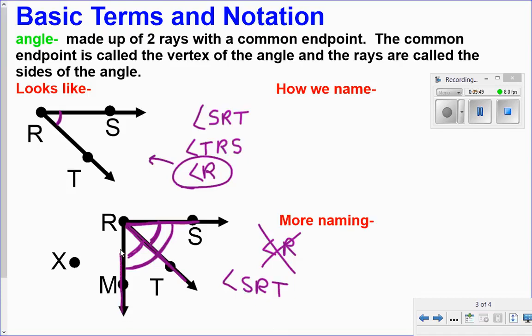Let's say that I'm naming this angle here. I would name that angle MRT, or I could name that angle TRM, again being sure to put the vertex as the center letter.